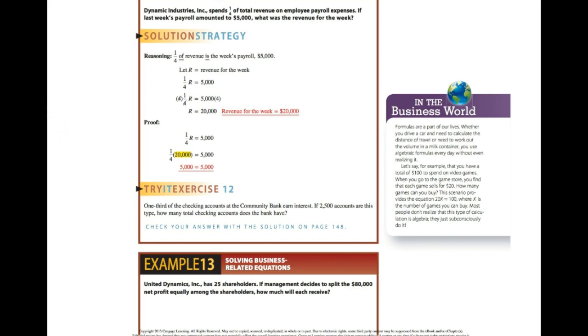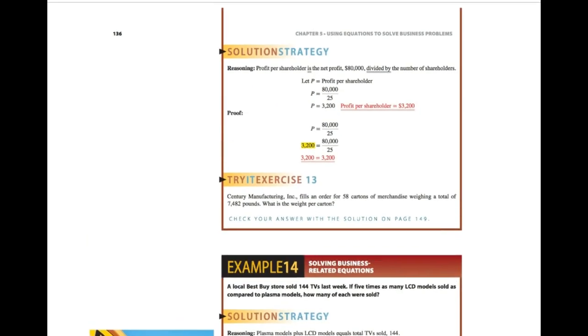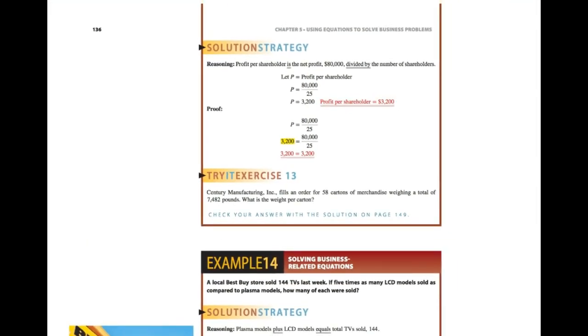Okay, let's look at example 13. United Dynamics Inc. has 25 shareholders. If management decides to split the $80,000 net profit equally among the shareholders, how many will each receive? So split indicates division. Let's take a look at what we've done here. So they have set up a division problem.